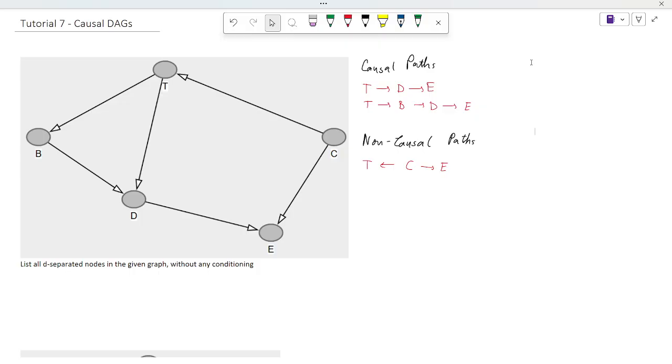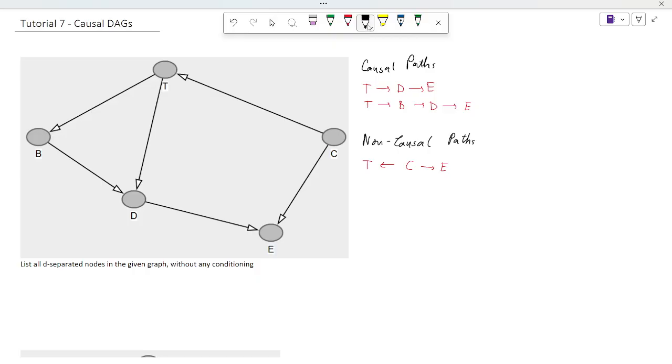And if a collider is present on the path, then in that case it means that they are independent. So d-separated means directionally separated. Essentially we are just checking independence. So in order for two nodes to be d-separated, either there should be no path connecting them or all paths connecting them should contain colliders.